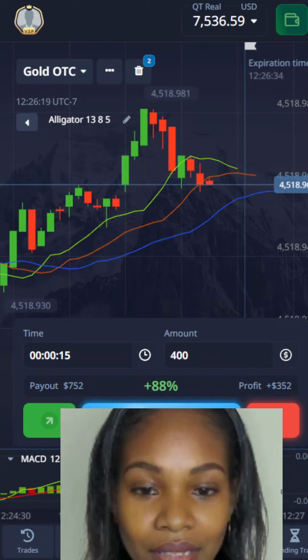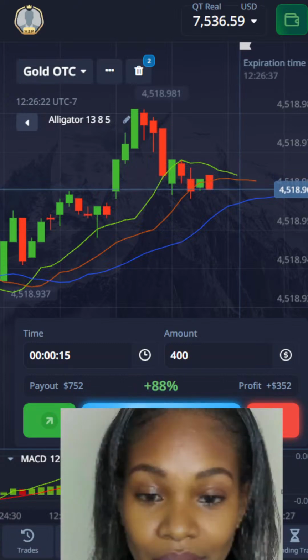Then also the way the different candles behave helps a lot.